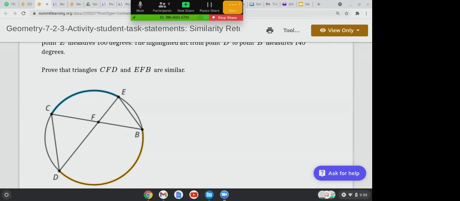You still won't be held responsible for knowing. I suggest you make your errors now, if you're going to make any. Again, if the arc is 140 degrees, what is going to be the measure of the inscribed angle, excuse me?